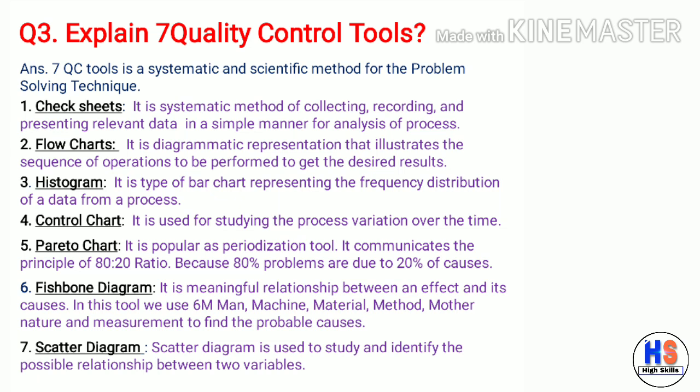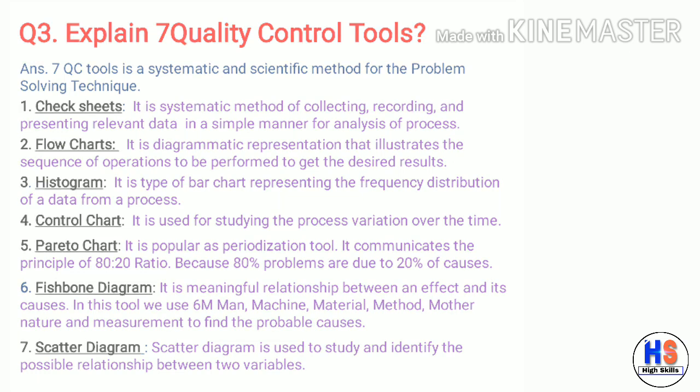What is fishbone diagram? It is meaningful relationship between an effect and its causes. In this tool, we use 6M, which are man, machine, material, method, mother nature and measurement to find the probable causes. What is scatter diagram? Scatter diagram is used to study and identify the possible relationship between two variables. So these are the 7 quality control tools.